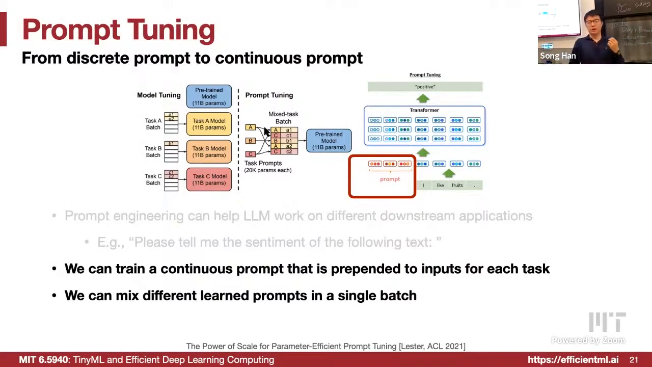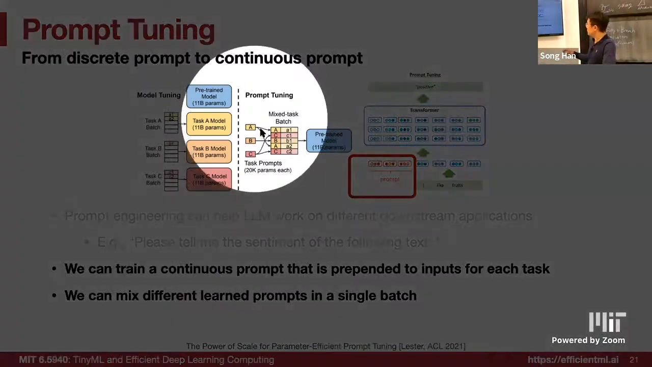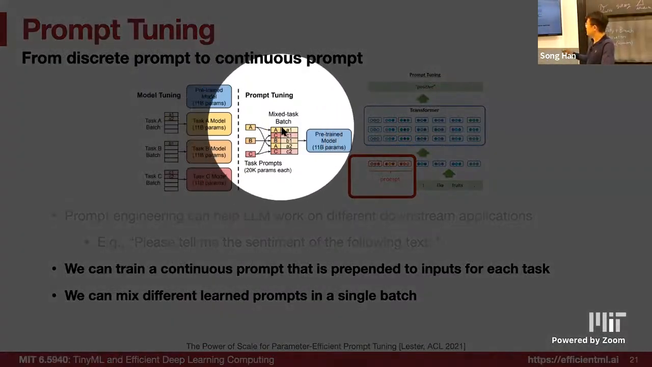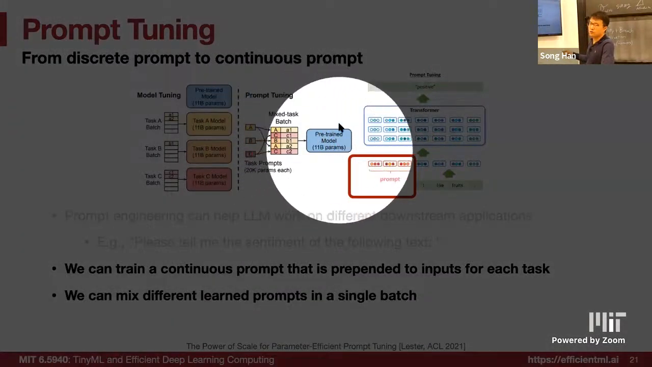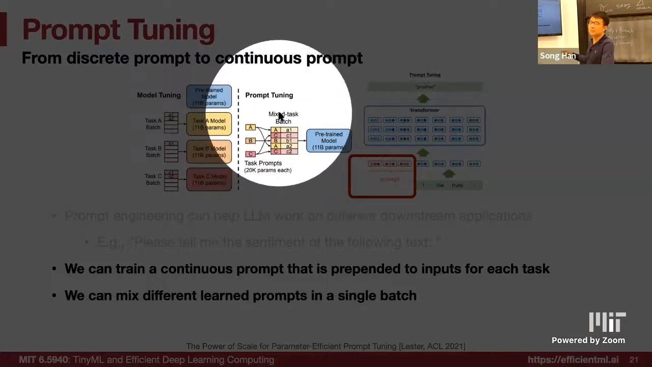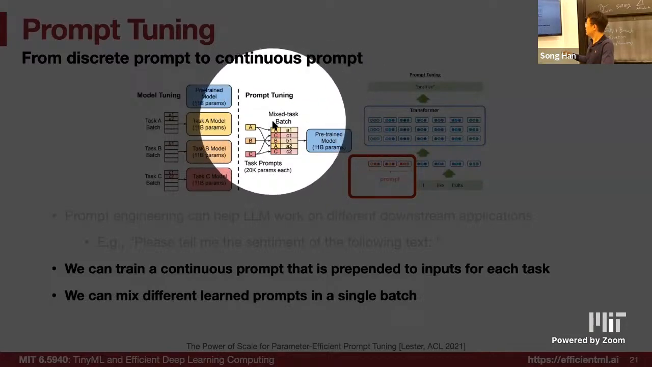So we train a continuous prompt that is prepended to the input of each task. Since we can backpropagate all the way to the prompt, making the right part tunable, it becomes a continuous prompt. And also we can now mix different learned prompts in a single batch, like A, B, C. From the large language model's perspective, they are all the same because they all follow the format of a prepended prompt with the original prompt.